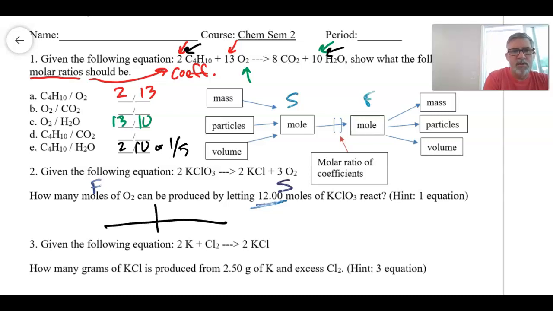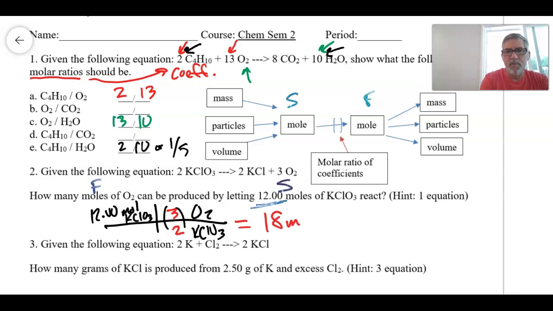We'll simply just do this. I'll leave room for my molar ratio, and I'm trying to find oxygen. I want to get rid of my potassium chloride. Then I look at my equation to find my moles. Oxygen is 3, potassium chloride is 2. And when I do that, I get 18 moles.